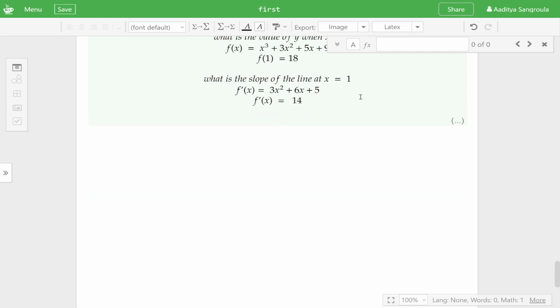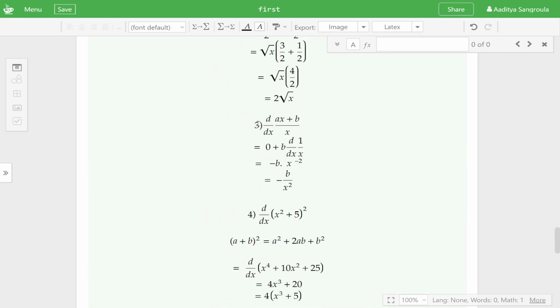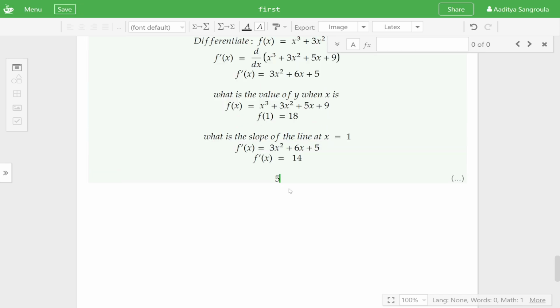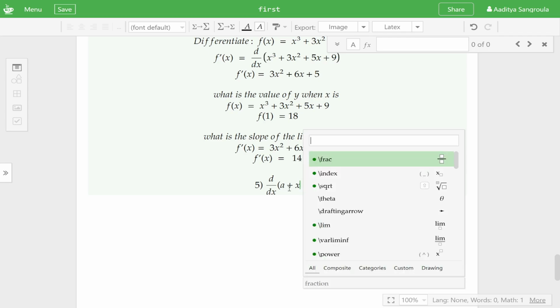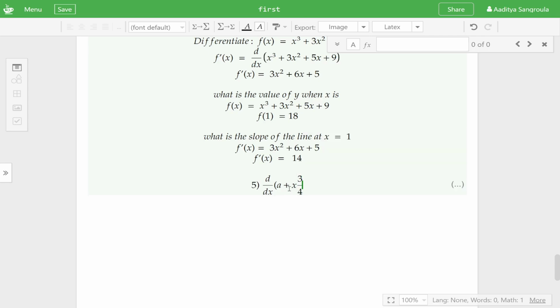And now let's go for a bit difficult question, right? So we were at 4, let's go for 5. So at 5, let's see what we will differentiate. Okay. Let's differentiate a function. The derivative of a plus x raised to the power 3 over 4. 3 over 4 should be in power form.